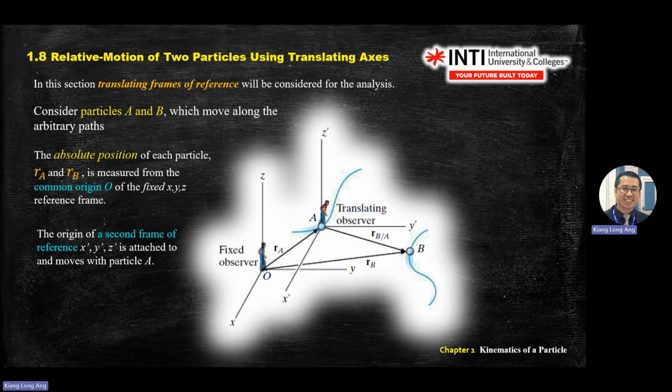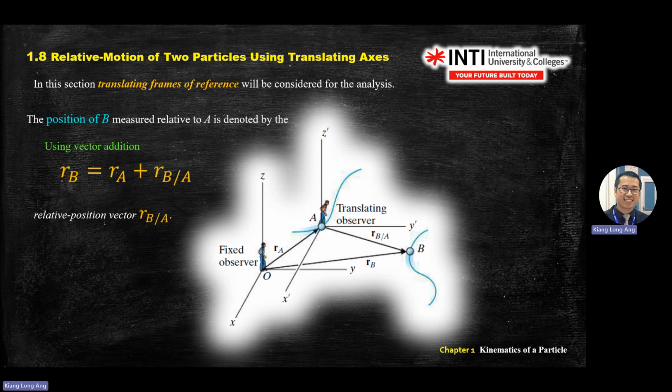Write this equation, then substitute the values inside. From position to velocity, from velocity to acceleration, same. Okay, this is like position. So we change position, then to velocity you just time differentiate, then time differentiate again, you get acceleration.